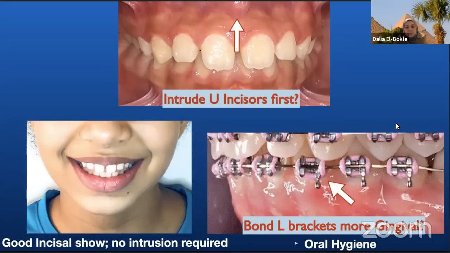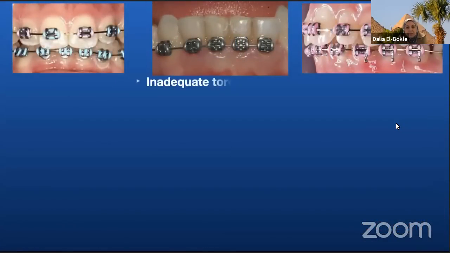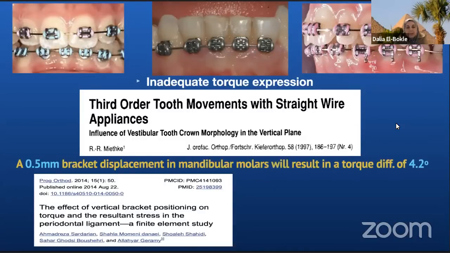Well, first of all, we will have a problem of oral hygiene and gingival inflammation and swelling. Another important problem that may arise if we bond the brackets more gingivally is inadequate torque expression. Let me show you how this can happen with evidence. These are two articles that prove that if we place the brackets more gingival, there will be changes in the expression of the torque that is built into the brackets.